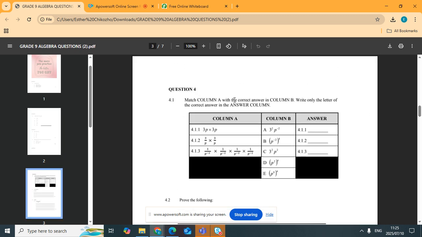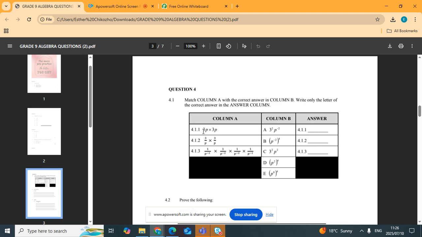They said match column A with the correct result in column B and write only the letter of the correct answer. Now, 3a times 3p gives you 9p squared. Which answer is closest to 9p squared? It's 3 squared times p squared, right? Because if you say 3 times 3, you get 3 squared, and p times p is p squared. So 4.1.1 matches to C. So you put a C here.